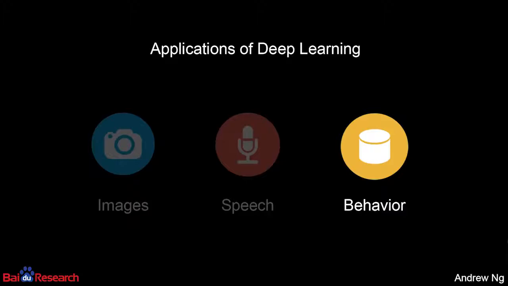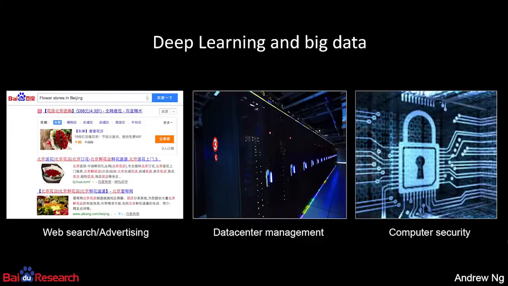So the last vertical, and let's talk about this very quickly, is user behavior. We find that by building an internal platform to let engineers run very scalable deep learning experiments, this has empowered many engineers at Baidu to take a lot of the applications where we have labeled data, X, Y, input something and output, make a prediction. Ranging from web search to advertising, we use deep learning to predict CTR, click-through rates, right?